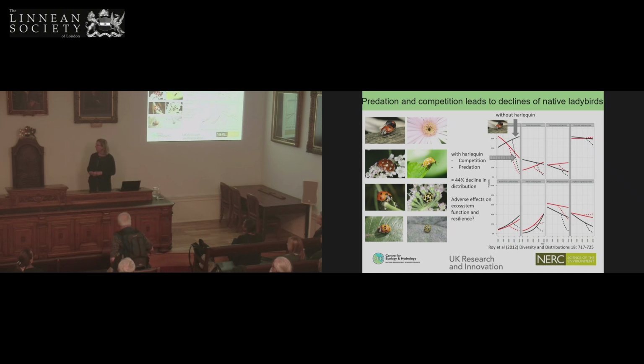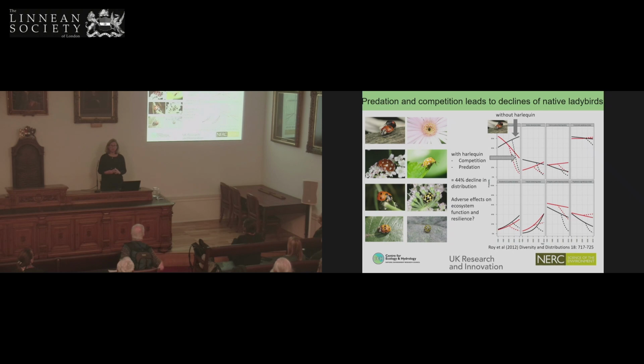So since the harlequin ladybird arrived, we knew that there was nothing that we could do about it. There was no control strategy that could be implemented that wouldn't affect other species as well, and indeed would not have eradicated the harlequin ladybird. But we did have an opportunity to get people involved in recording and tracking the spread of this particular non-native species. And so that's what we did.